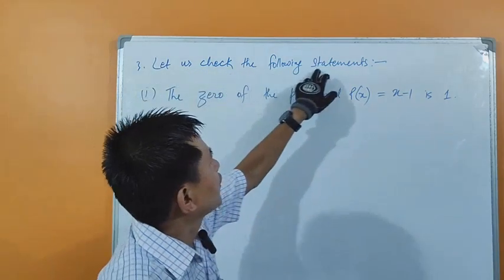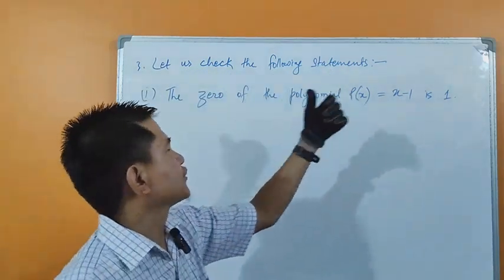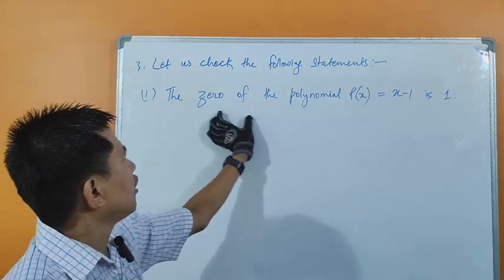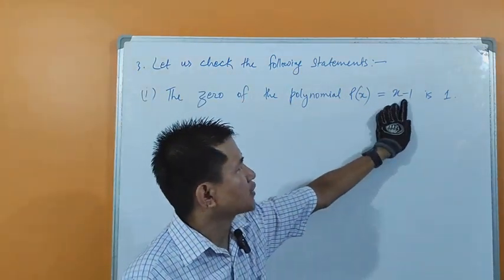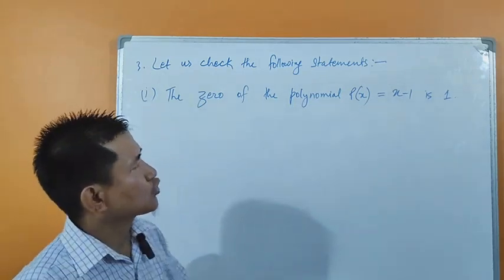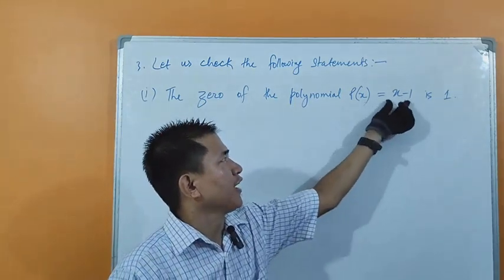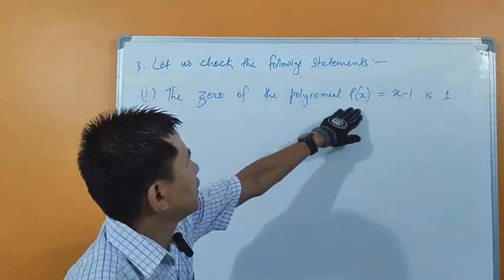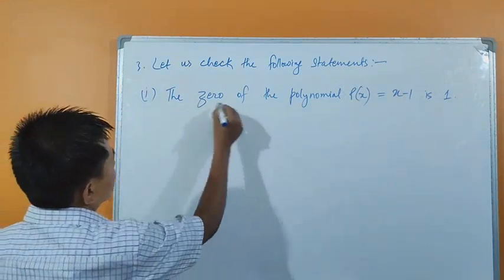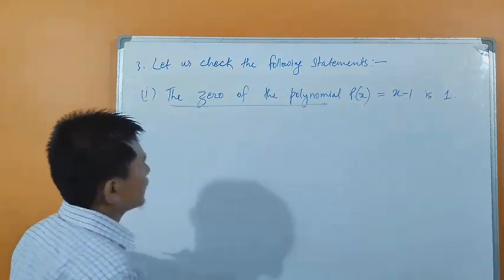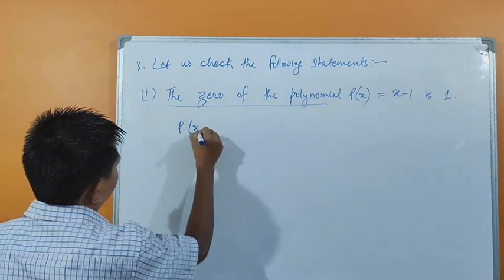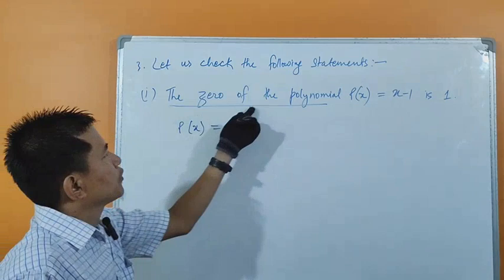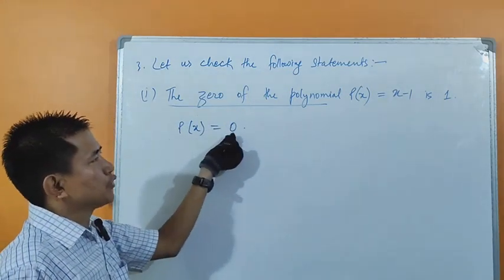Let us check the following statements. We are asked to verify this statement. This is sub number 1 of question number 3. The zero of the polynomial p(x) = x minus 1 is 1. We are asked to prove that the zero of p(x) = x minus 1 is 1. Zero of the polynomial means p(x) should be 0. Okay, p(x) should be equal to 0.